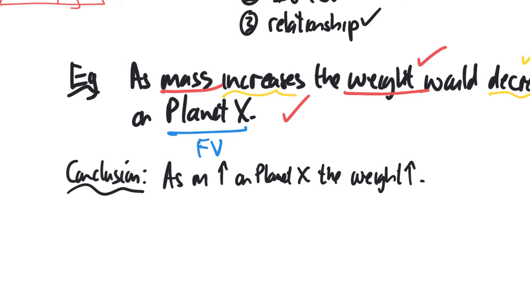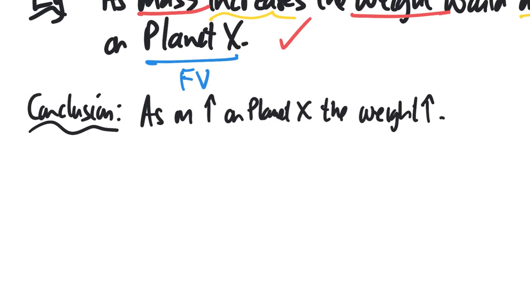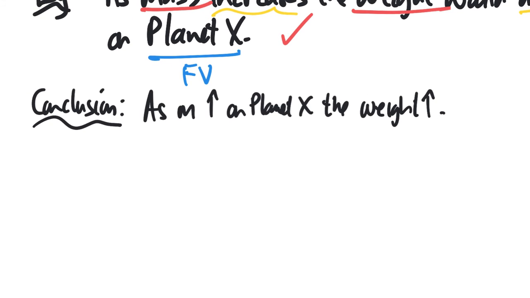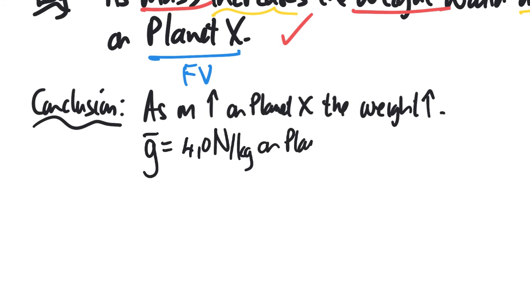And what was the aim? Well, the aim was actually to determine the average gravitational constant. So your conclusion shouldn't only refer to your hypothesis, but should also say that g average is approximately 4 newtons per kilogram on planet X. All right. And that would be at least another 2 marks.